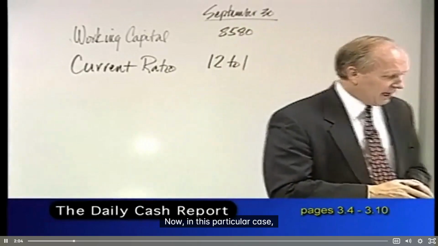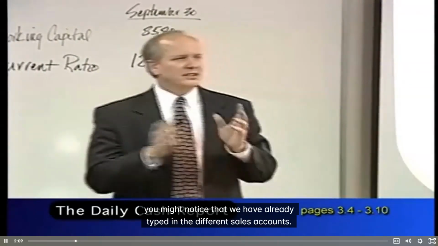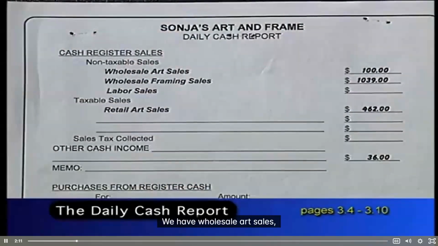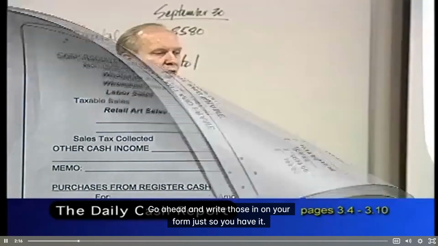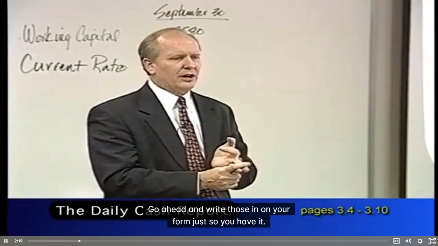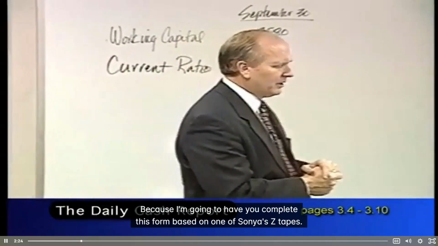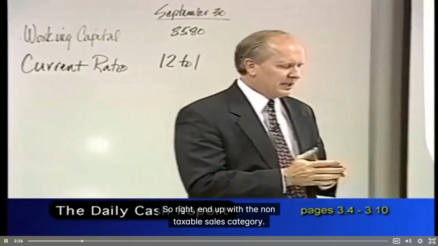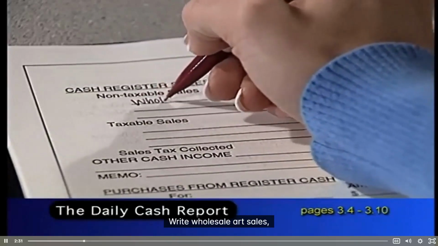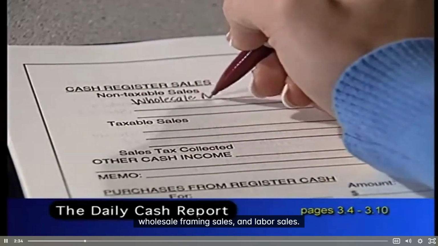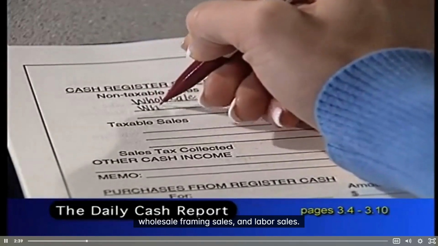Now, in this particular case, you might notice that we have already typed in the different sales accounts. We have wholesale art sales, wholesale framing sales. We've got labor sales, right? Go ahead and write those in on your form, just so that you have it, because I'm going to have you complete this form based on one of Sonia's Z-tapes. So write in up at the non-taxable sales category, write wholesale art sales, wholesale framing sales, and labor sales.